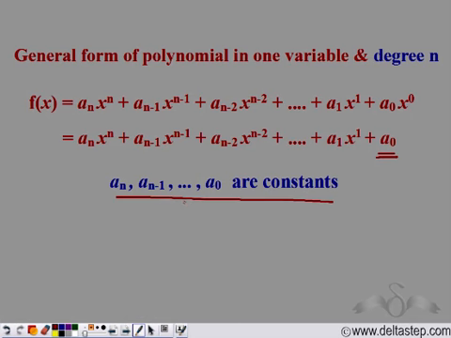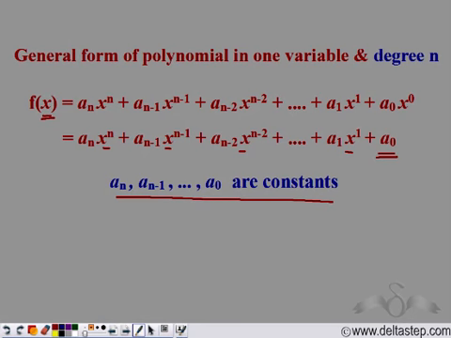So an, an minus 1, an minus 2, all these are constants, whereas these are the variables raised to different powers. So we take all the powers of the variable starting with n and go on decreasing it till we reach the constant term. And this is the general form of a polynomial in one variable x and degree n.